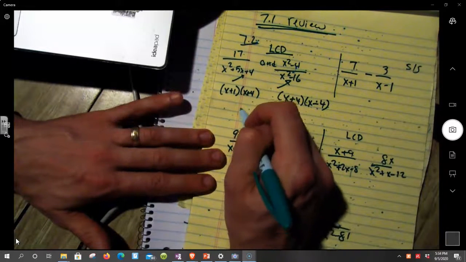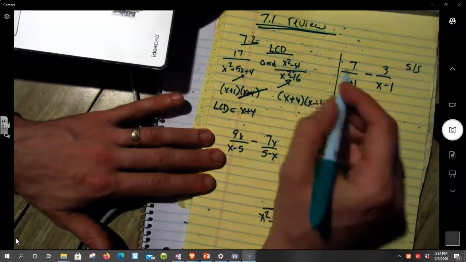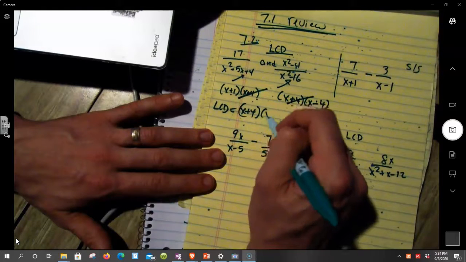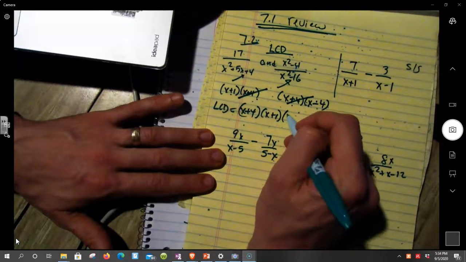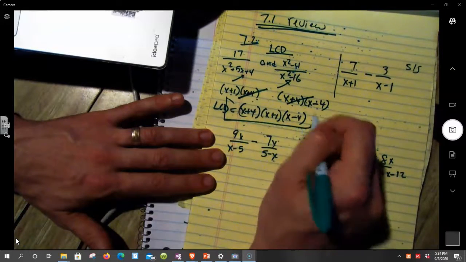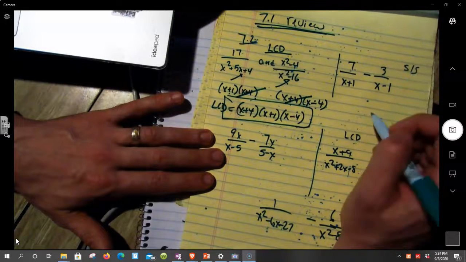So if I have an x plus 4 in my LCD, that takes care of this one and that takes care of this one. Then these are distinct, right? So they have to be there as well. So I need one x plus 1, one x minus 4, and one x plus 4. So you need one of each distinct factor.